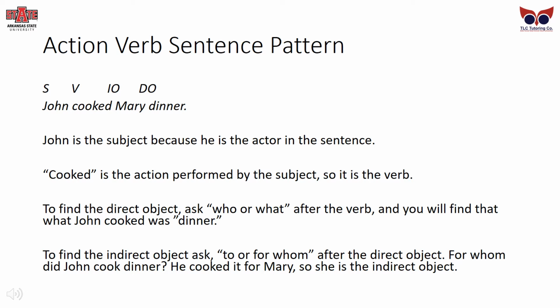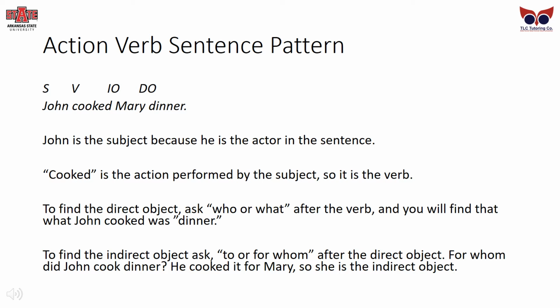Action verb sentence pattern. As you see in the example sentence, John cooked Mary dinner. John is the subject because he is the actor in the sentence. Cooked is the action performed by the subject, so it is the verb. To find the direct object, ask who or what after the verb. What did John cook? John cooked dinner. Therefore, dinner is the direct object.